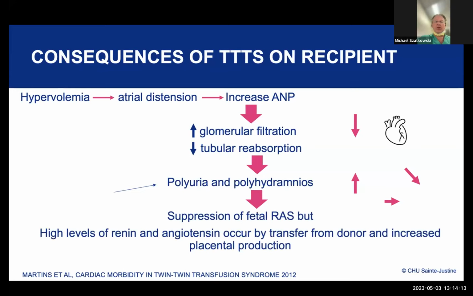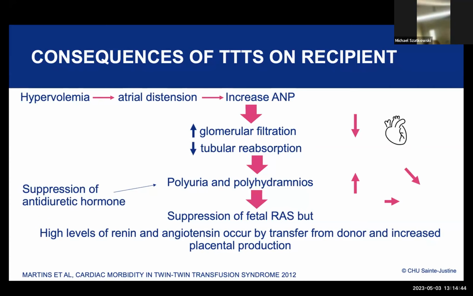The recipient will have a suppression of its fetal RAS, but high levels of renin and angiotensin occur by the transfer from the donor and by the increased placental production. The antidiuretic hormone seems to be suppressed, which will add a factor to the polyuria and polyhydramnios.